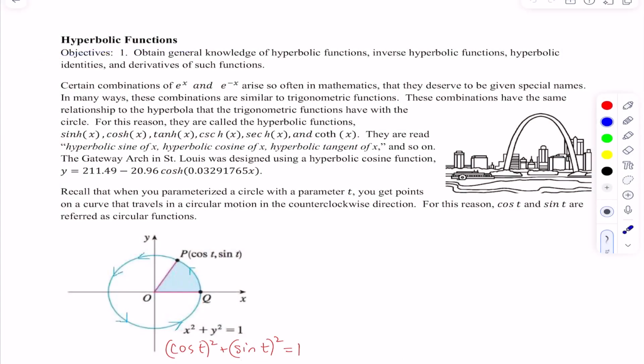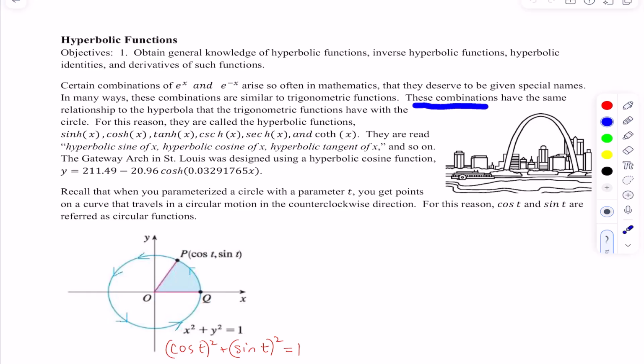Hyperbolic functions. Our objective is to obtain general knowledge of hyperbolic functions, inverse hyperbolic functions, hyperbolic identities, and the derivatives of such functions. Certain combinations of exponential functions arise so often in mathematics that they deserve to be given special names. In many ways, these combinations are similar to trigonometric functions. Yet, no angle is ever involved.